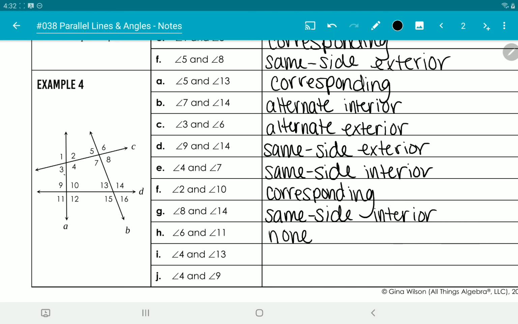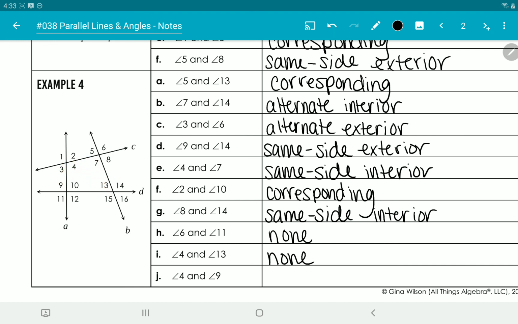4 and 13. Again, do that one. You only get angle 4. That one's only angle 4. So it doesn't hit both of them. That one only hits angle 13. Those two do not have a transversal with one another. So it's going to be none. They do not meet each other.